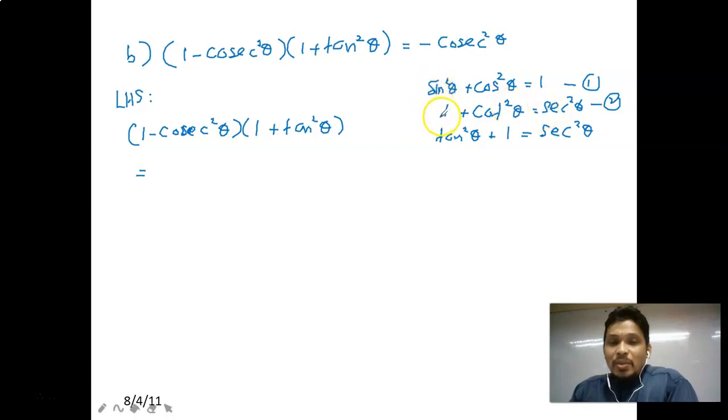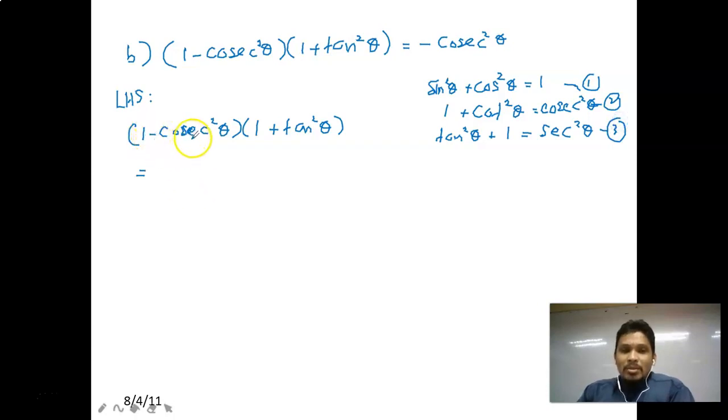Sine square divided by sine square equal to 1. Cos over sine is cotangent, and 1 over sine is cosecant here. Sorry, this is cosecant. Not secant, cosecant for this one here. Okay, I make a correction here. And for this one here, it is cosecant square theta. Okay, equation 3.